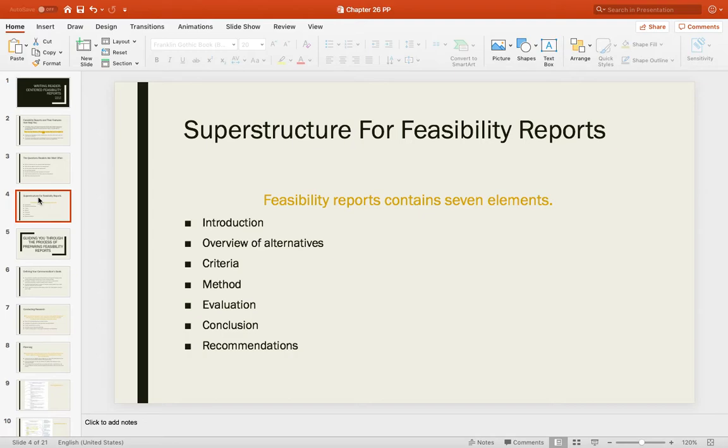So the superstructure for feasibility reports relies on 7 different elements. You have the introduction, which is why it is important for us to consider these alternatives. Overview of alternatives, which means what are the important features of the alternatives. The criteria, which is are your criteria reasonable and appropriate. The method, which is are your facts reliable. Evaluation, which answers how do the alternatives stack up against your criteria. Your conclusion, which is what overall conclusions do you draw about the alternatives, and recommendations, what do you think we should do?